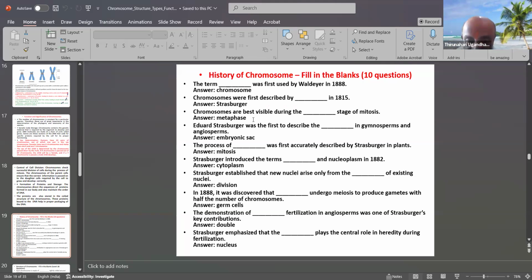Then Edward Strasburger was the first to describe the process in angiosperms and gymnosperms. The process of mitosis was accurately described by Strasburger in plants, a process which can be observed under the microscope. In 1888, it was discovered that cells undergo meiosis to produce gametes with half the number of chromosomes, also germ cells.